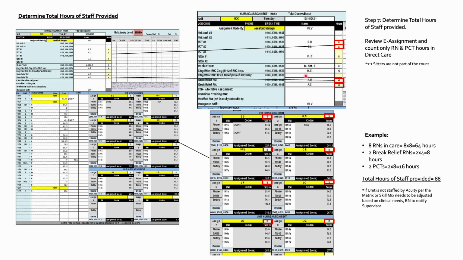So let's take a look. I have 1, 2, 3, 4, 5, 6, 7, 8 RNs in care for the full shift. 8 times 8 equals 64. In this example, I have 2 RNs for break relief. They're only there for 4 hours, so 2 times 4 equals 8 hours. And then I have 2 PCTs for the full 8 hours. 2 times 8 equals 16 hours. When I add all of these together, the total hours of staff provided was 88.